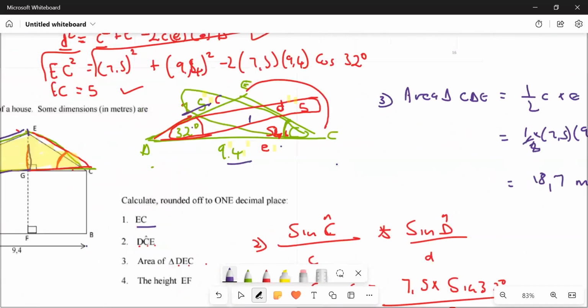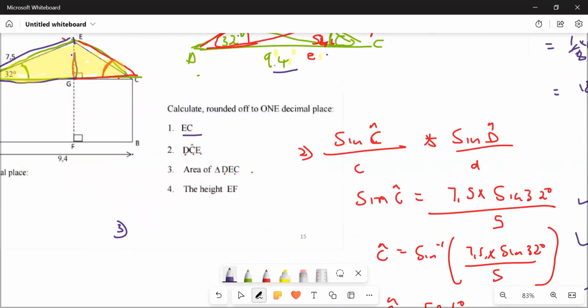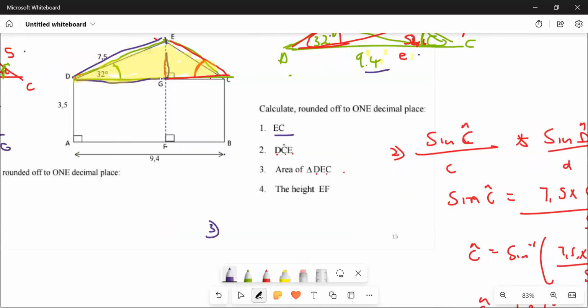And then last they say we should determine the height of EF. We should tell them which one is going to be the height of EF. We know what is G to F. What is the length of G to F? This is 3,5. We just have to find EG. If we add EG plus GF, they're going to give us EF.